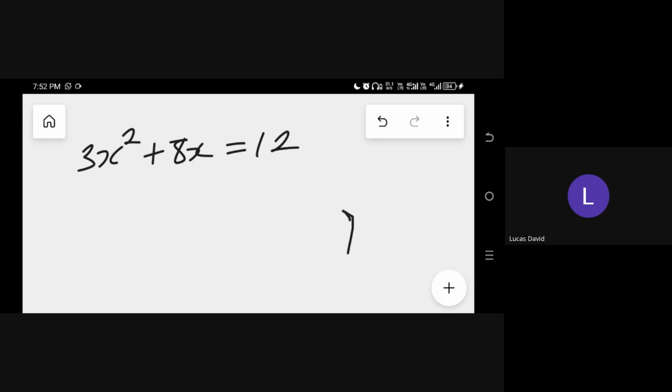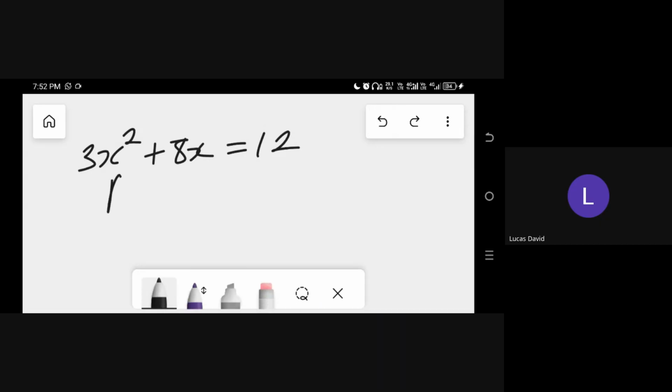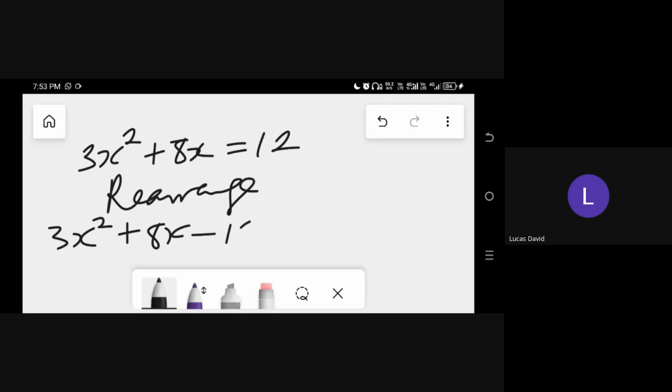And why is it like that? Because it is not equals to 0 yet. So for you to do that, you have to rearrange. When you rearrange this, you have 3s to the power of 2 plus 8s. Then you now carry that 12 that is at the right hand side. You will move it over to the left hand side and it will change to minus 12. Then equals to nothing will remain in the right hand side anymore. That nothing that will remain there is 0 equals to 0.